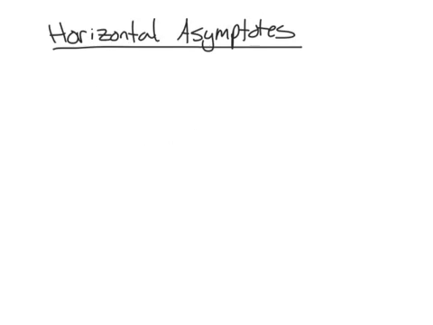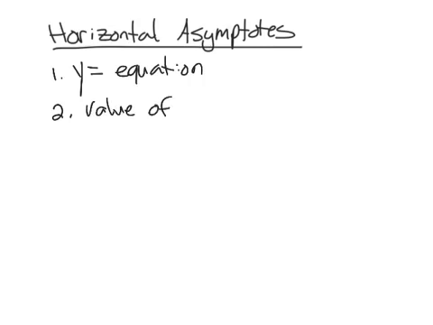And then yesterday we also talked about horizontal asymptotes. The horizontal asymptote is a y equals equation, so it's a horizontal line. And to find that, it's basically the value of the function as x approaches positive or negative infinity. So it's the value of r of x as x approaches positive and negative infinity. So it's kind of like the end behavior for a rational function.